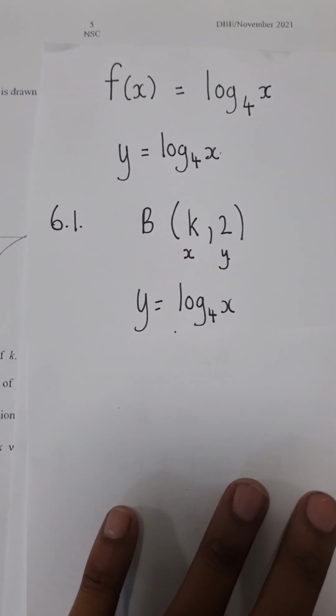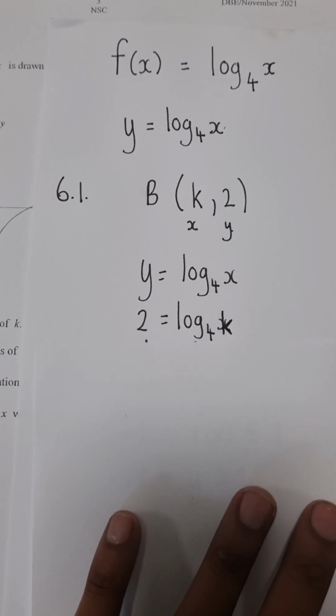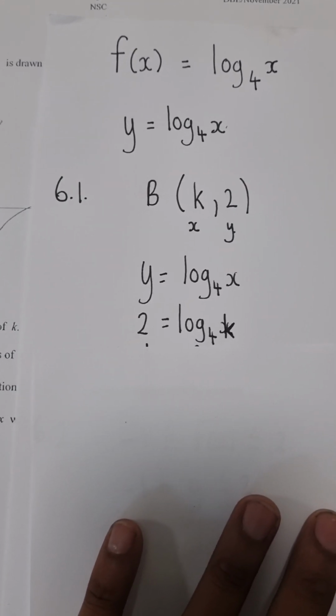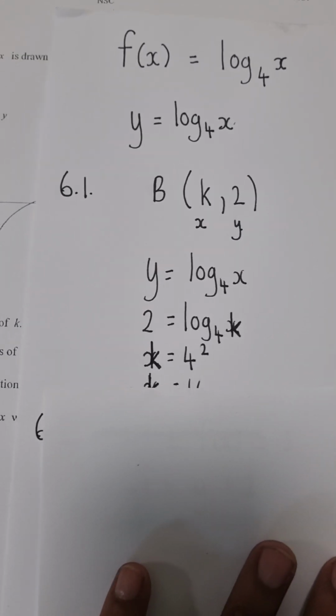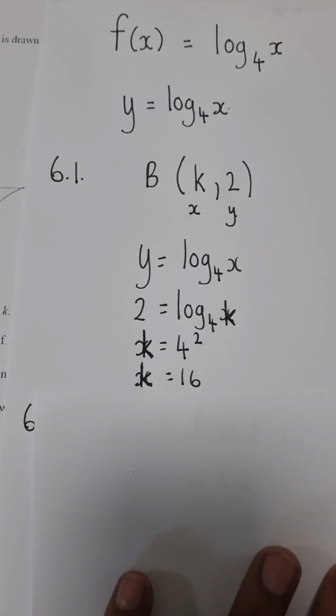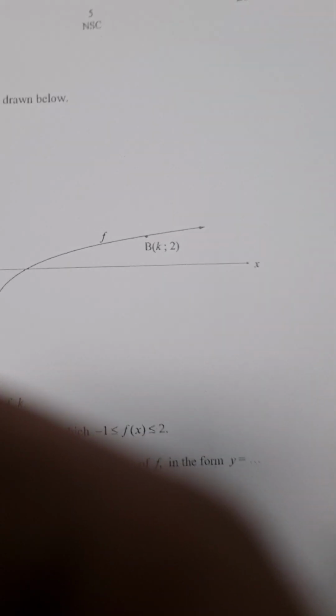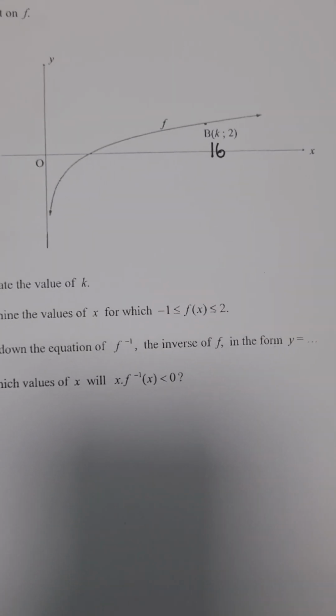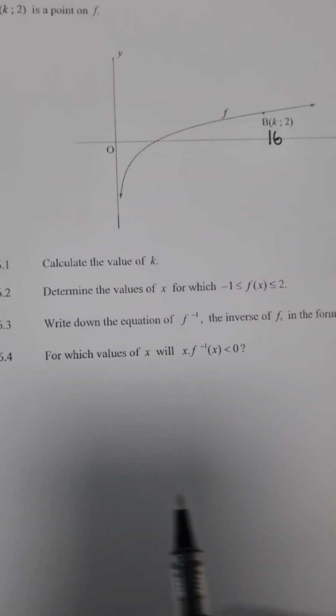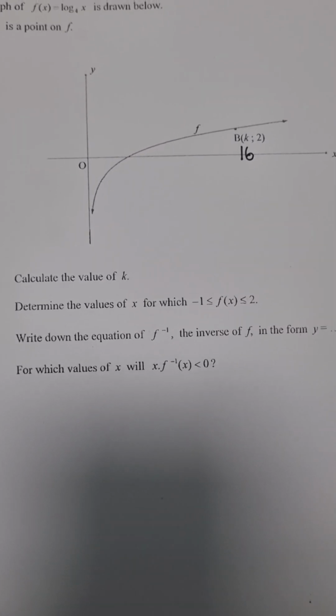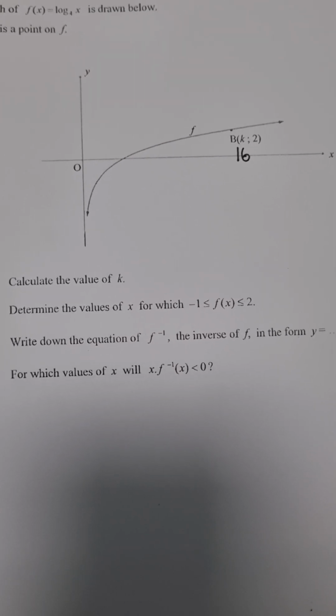So we'll substitute it. We'll say y = log₄x, so 2 = log₄k. We'll say k = 4², therefore k is equal to 16. So we'll go on our diagram and we'll say k is now 16.